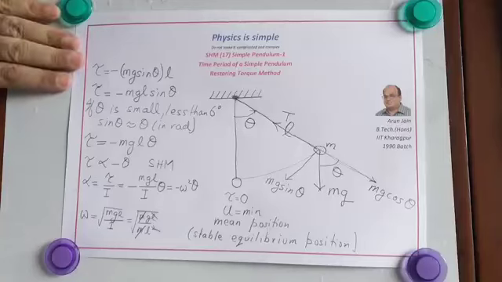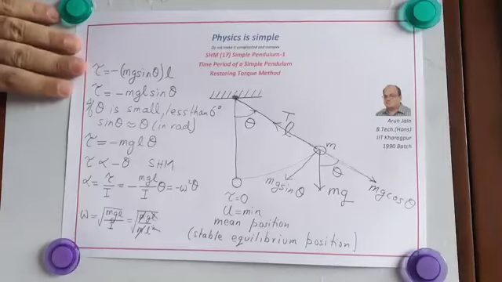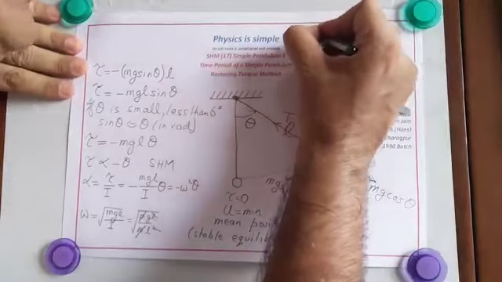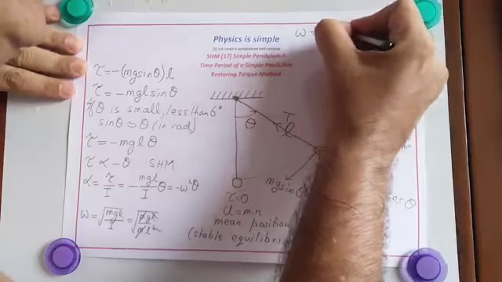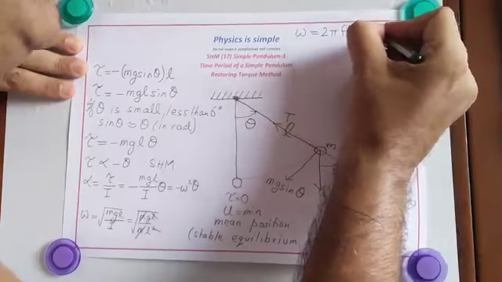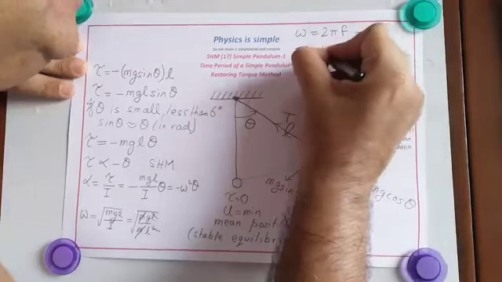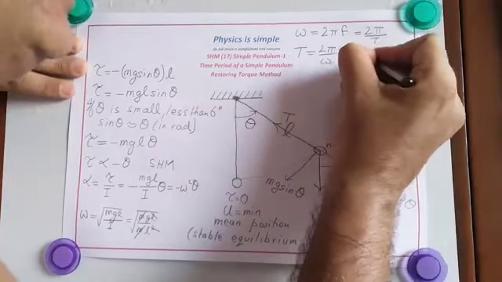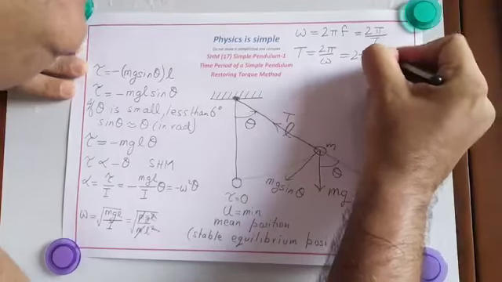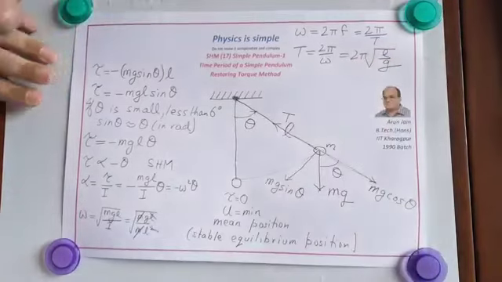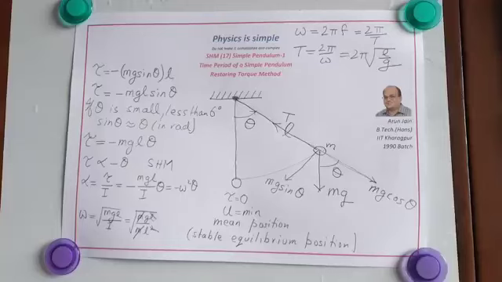And once we know omega, we know time period, because omega is 2 pi into frequency, and frequency is 1 by time period. So time period is 2 pi by omega. And that gives us 2 pi root over L by g. So this is the time period of a simple pendulum. We have derived it using the restoring torque method.